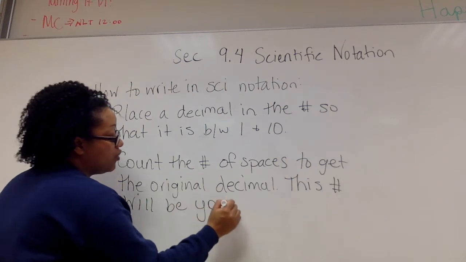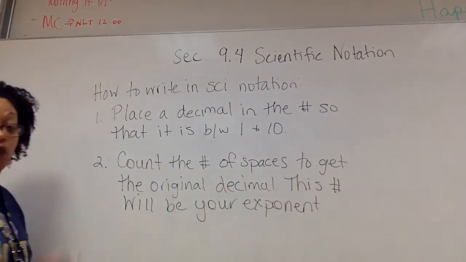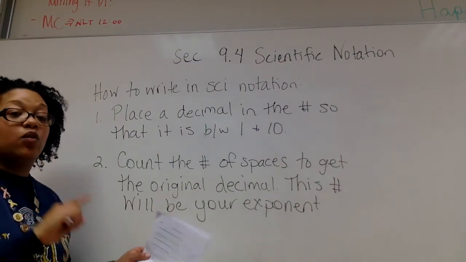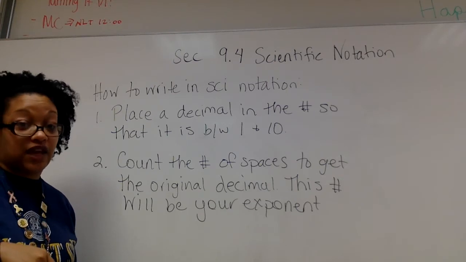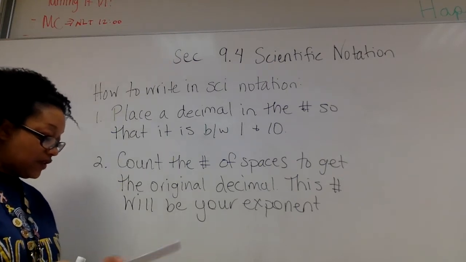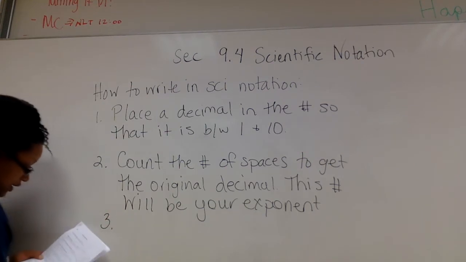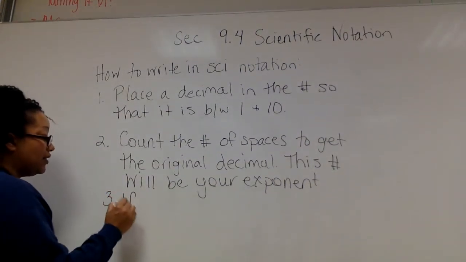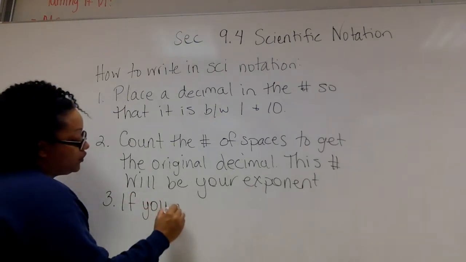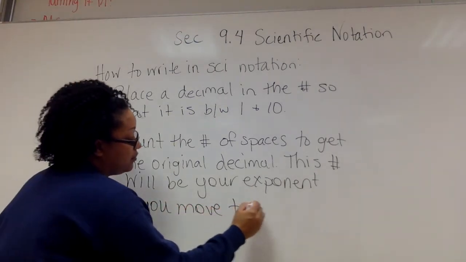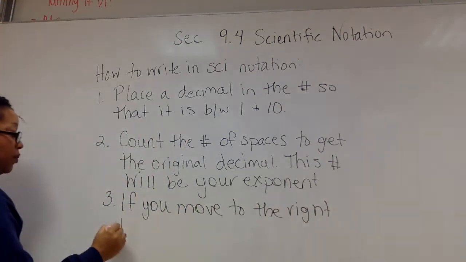So if you count over 4 spaces, then it'll be 10 to the 4th. Okay? Now, depending on which direction you go will determine whether it's 10 to the positive 4 or 10 to the negative 4, but we'll see that in a minute in your examples. Or actually, I'm going to write it here in step 3. So here's what step 3 says. If you move to the right, the exponent will be positive.